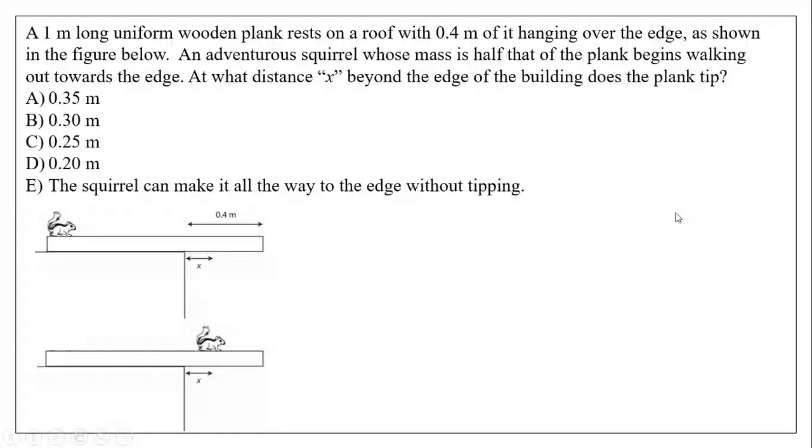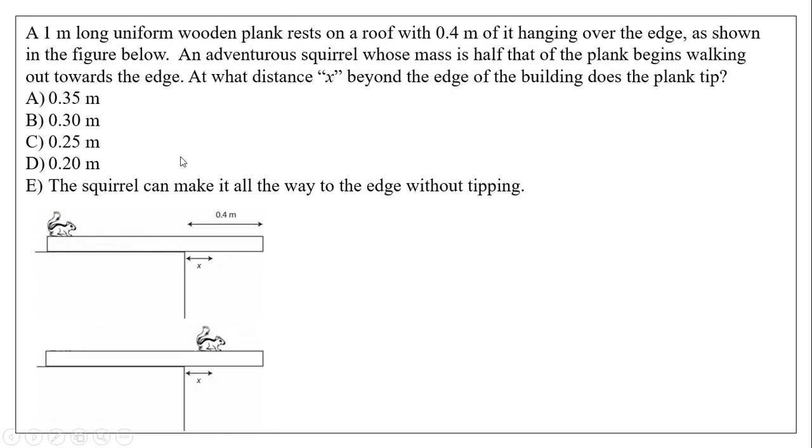In this particular static problem, we have a 1 meter uniform wooden plank, and it says 0.4 meters of it is hanging over the edge. And then there's this little squirrel. It's going to go from the left edge of the plank to the right side, and then it's going to start tipping it over. It wants us to find how far this squirrel can go before the system starts to rotate.